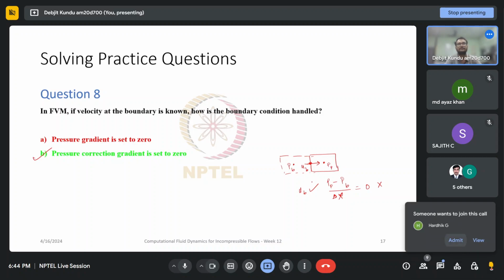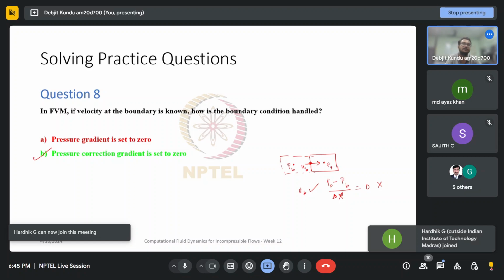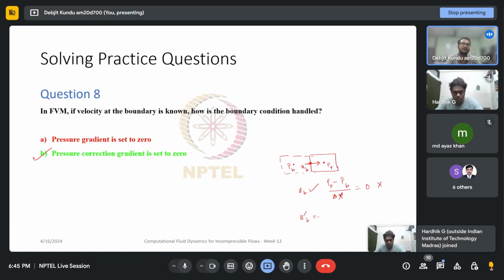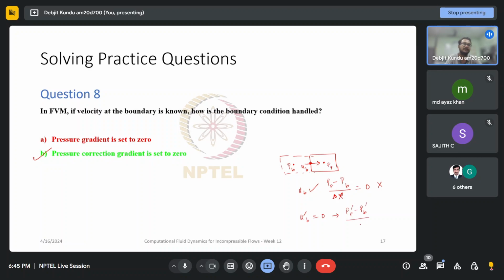But if I already know the velocity, then I know that the velocity correction will be 0. And that would mean that the pressure correction terms, the gradient of that would be 0. So it's the pressure correction gradient that is set to 0 if the velocity at the boundary is known. Because we don't need to correct it. We already know what it is and it is 0.